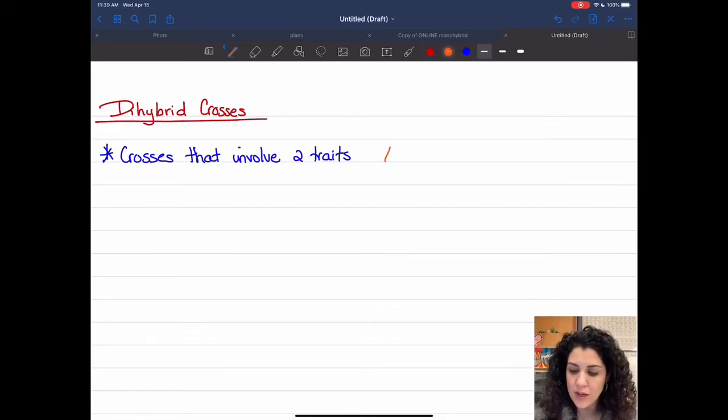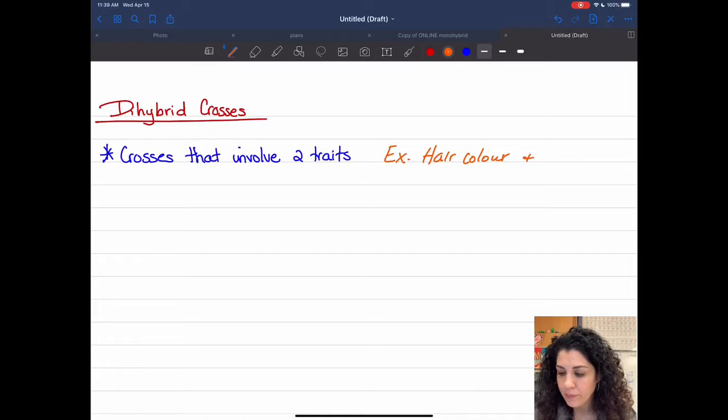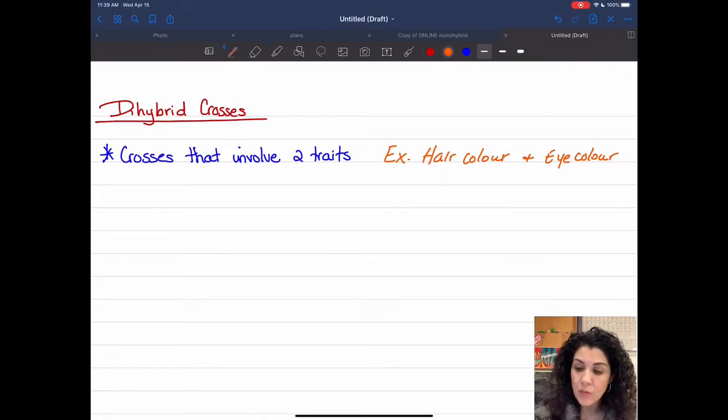So what do I mean by that? For an example, we could be dealing with hair color and eye color. What are the probabilities of someone with brown hair and blue eyes mating with somebody with blonde hair and brown eyes? What are the probabilities or the genotype and phenotype ratios of their children? So now we're dealing with two traits at a time. But before we do that, let's look at a little bit of review first.